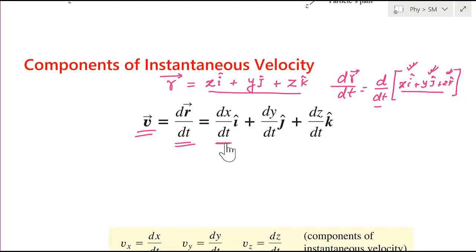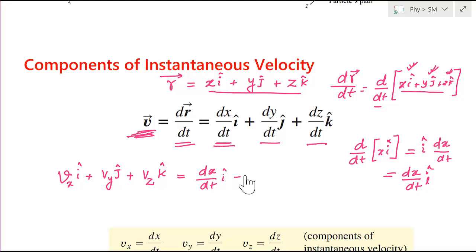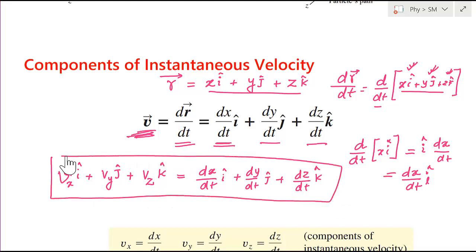So first we differentiate the first term. d by dt of x i cap, and since i is a constant, I can take i outside. So this becomes simply dx by dt i cap. So this is my first term. Similarly, you will have the other terms: dy by dt j cap and dz by dt k cap. I can write the velocity vector as vx i plus vy j plus vz k, and this is the velocity vector. On the right side we have dx by dt i cap plus dy by dt j cap plus dz by dt k cap. Now this is the expression for velocity in terms of Cartesian coordinates.